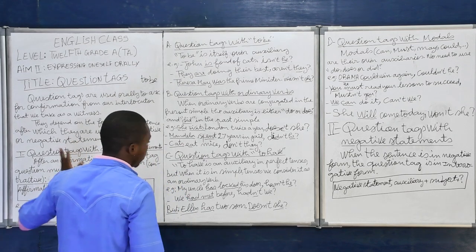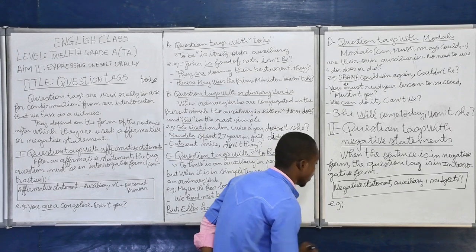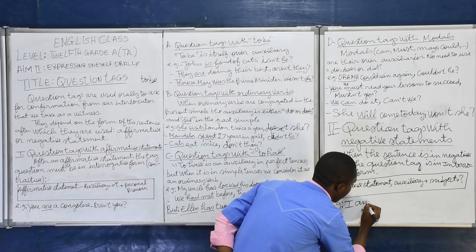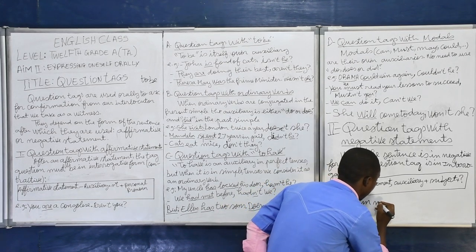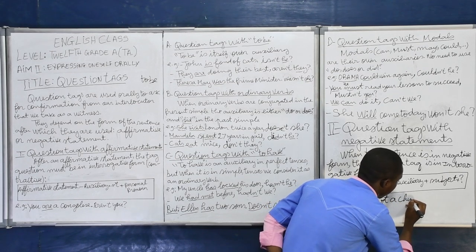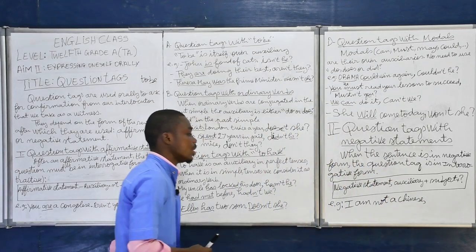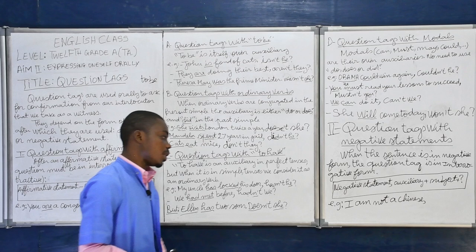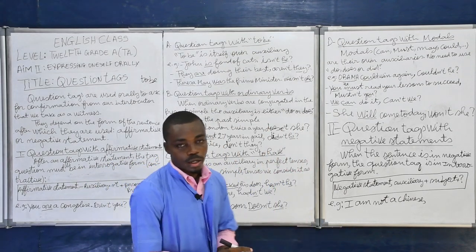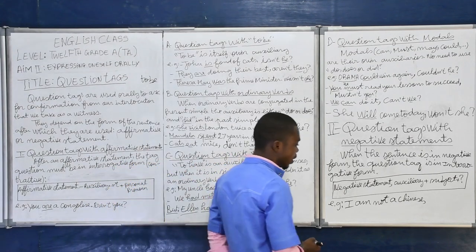So as we did here, when the sentence has got a verb such as, I am not a Chinese. Je ne suis pas un Chinois. I am not a Chinese. How to say n'est-ce pas? Comment dire n'est-ce pas? You come back to the sentence.